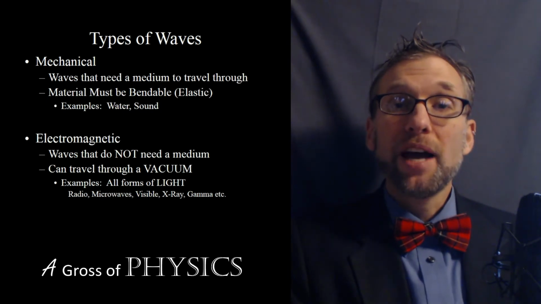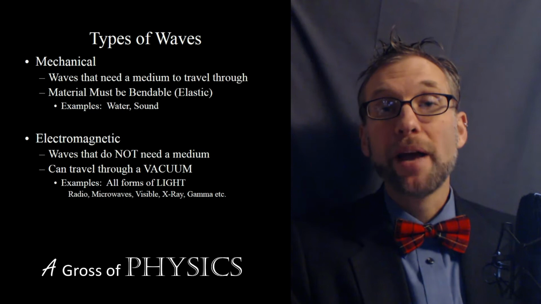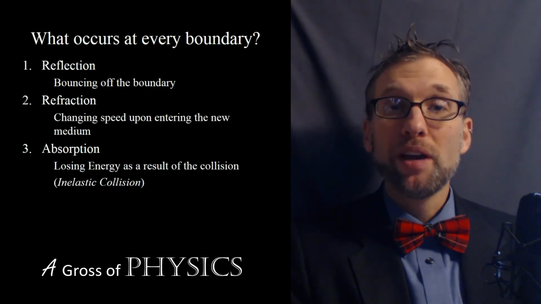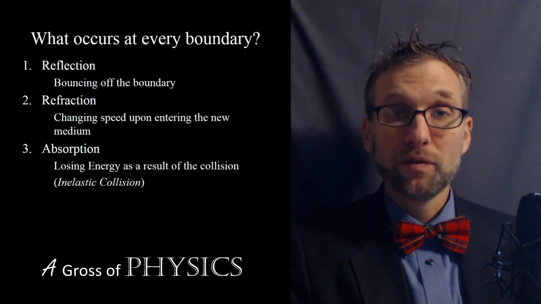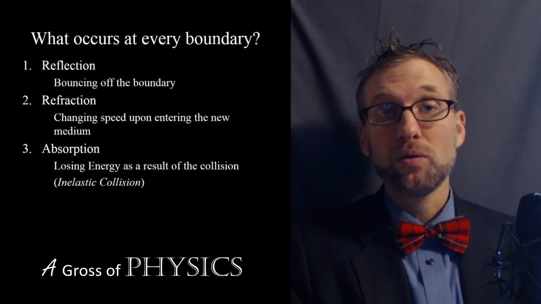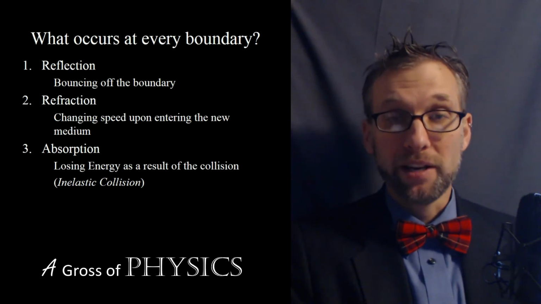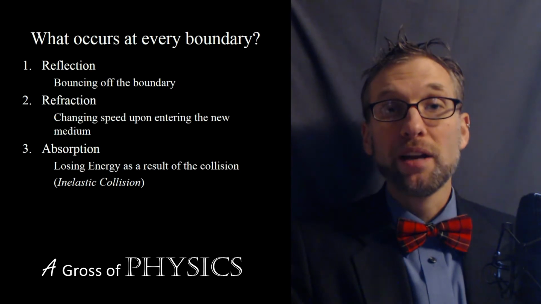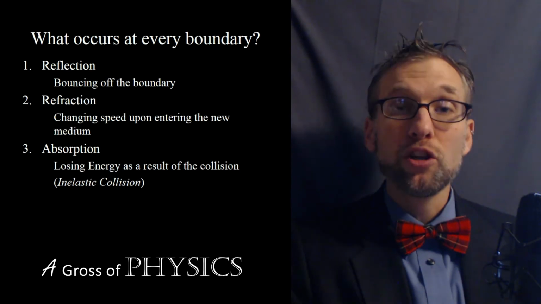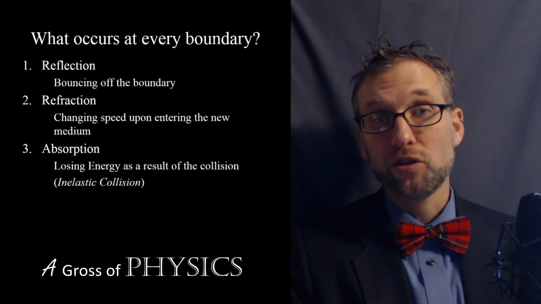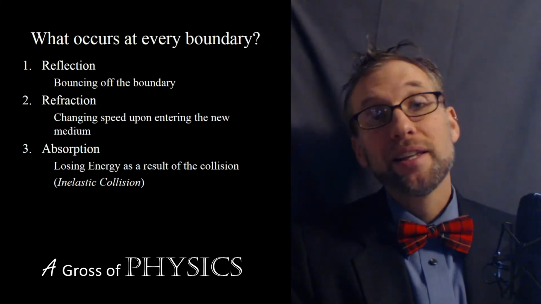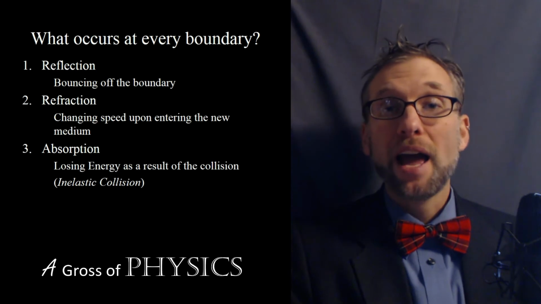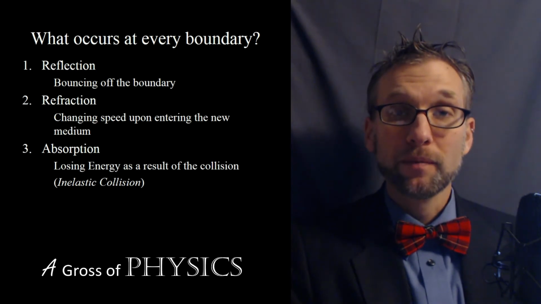After we talked about that, we discussed what happens when a wave hits a boundary. And every time a wave hits a boundary, three things occur. Some of the wave is reflected, so it bounces back into the original medium. Some of the wave is refracted, which means it goes into the new material and possibly changes direction. But most importantly, it will change speed. The density differences affect how fast the waves will travel.